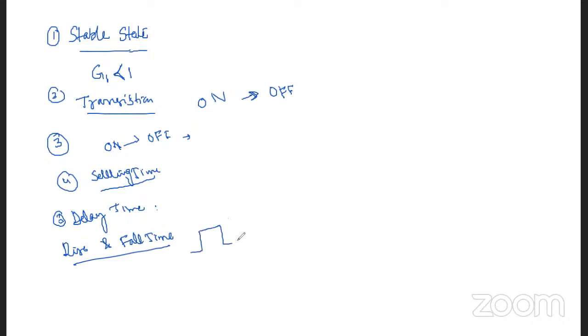So from one state to the other state it takes this time here. This is what we call the rising time, and this is what we call the falling time. Okay, so these are some terms which you are going to come across in the case of multivibrators. Now we'll see the different types of multivibrators.